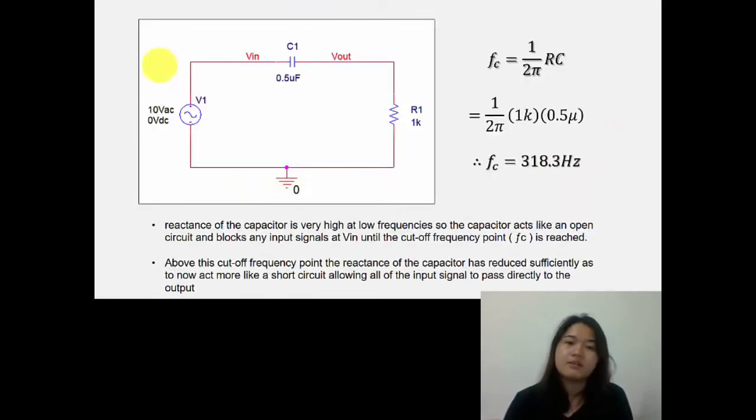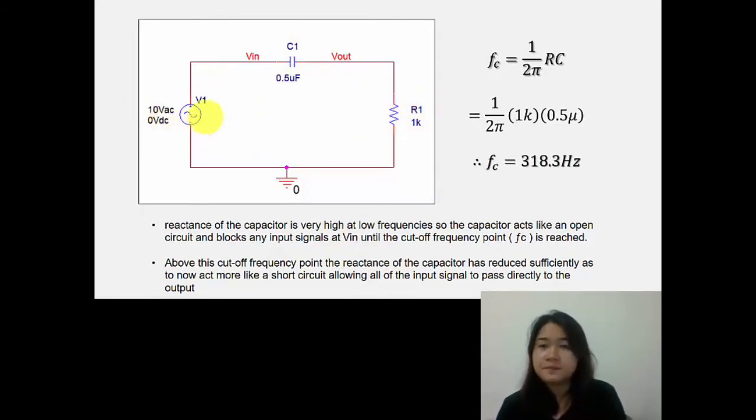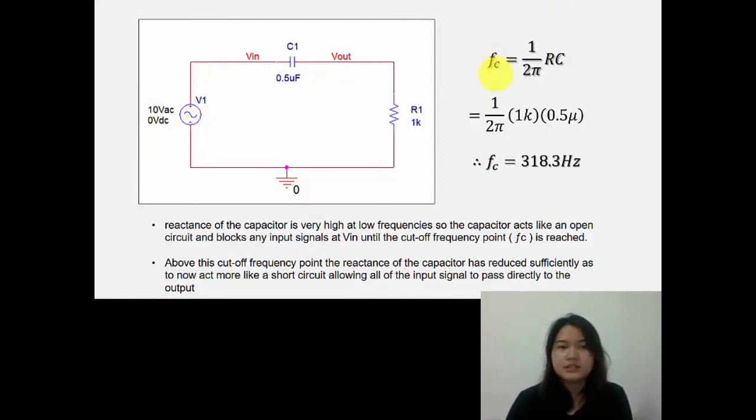This is the circuit that I will simulate. And for this circuit, I'm using 0.5 mF capacitor, 1 kilo ohm resistor, and 10 volts AC. To find the cut-off frequency of this circuit, we use this equation. Substitute all the values, and this will be the cut-off frequency for the circuit I'm going to use.